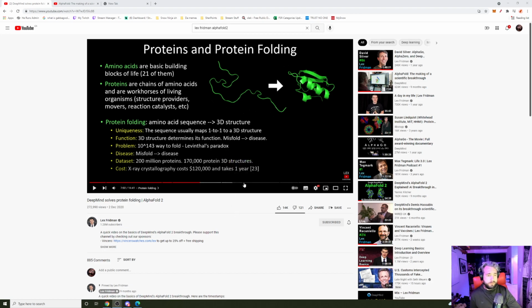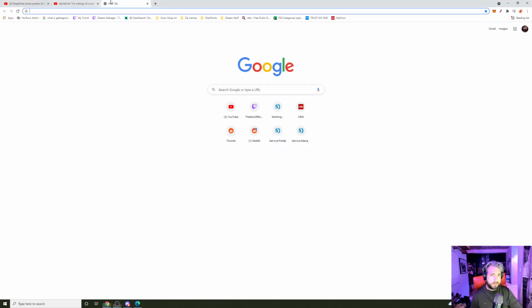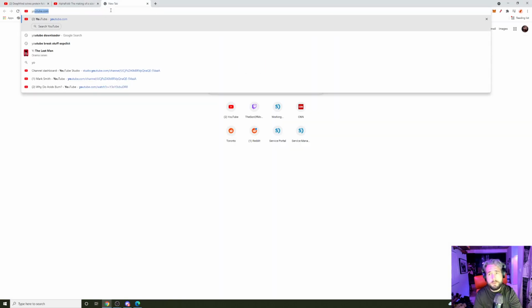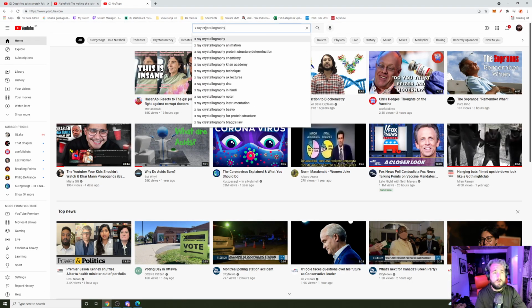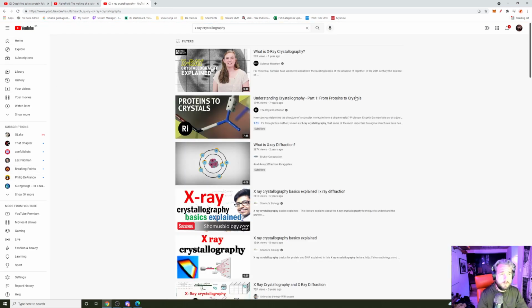So in terms of that, we're not going to get too deep into AlphaFold itself, but one of the cool things about this is that X-ray crystallography is incredibly expensive and takes a really long time, right? And it's quite the process. So let's go to YouTube and search X-ray crystallography. Let's watch a very quick video on it.